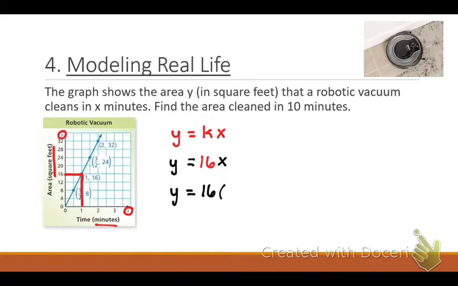Let's imagine now instead that I wanted to know in 3 minutes. Put this in your calculator if you have a calculator there. How much does it cover in 3 minutes? 48. Now going back to my original problem, I don't need to know 1, 2, or 3 minutes. It says find the area cleaned in 10 minutes. So what am I going to put there instead of the x? I'm going to put a 10. You guys do that on your own and then find your answer.